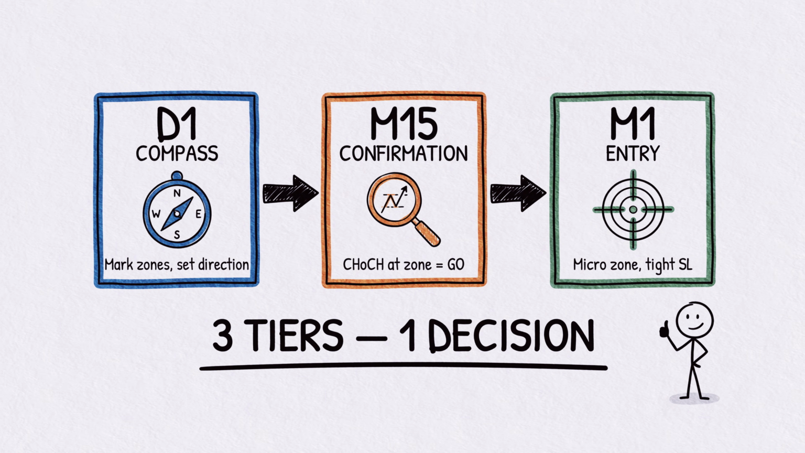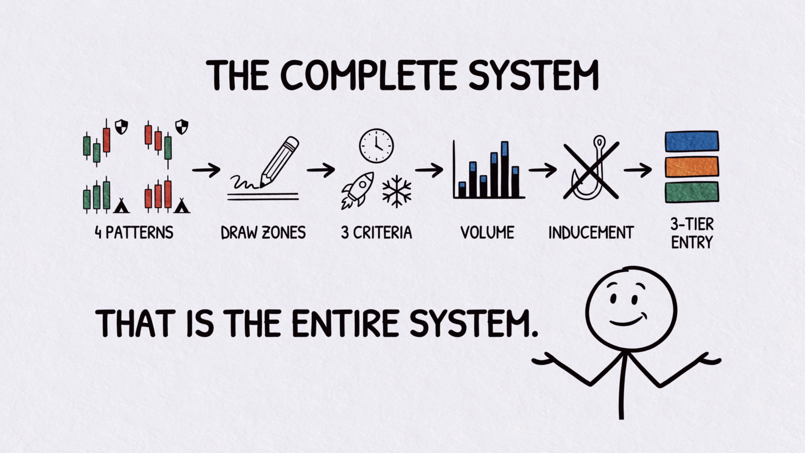3 tiers, 1 decision. 4 patterns, 2 fortresses, 2 tents. 4 different liquidity mechanisms, from drawing zones specifically for each pattern, to the 3 scoring criteria, to volume confirmation, to identifying inducement traps, and finally, the 3-tier framework to enter on the same side as institutions. That is the entire system.